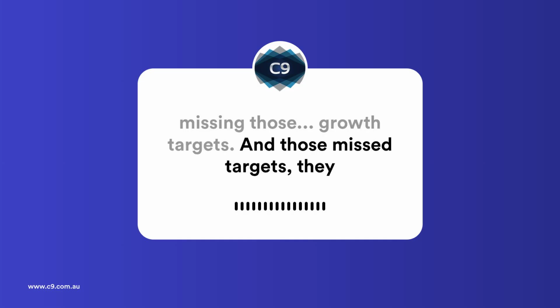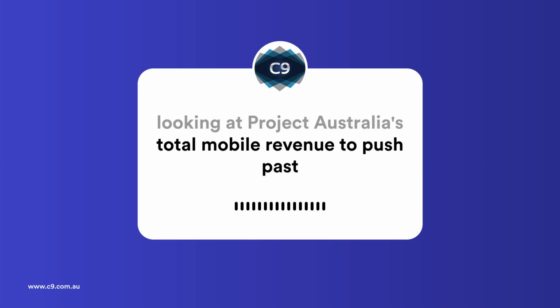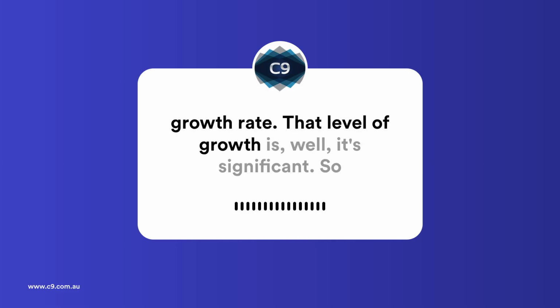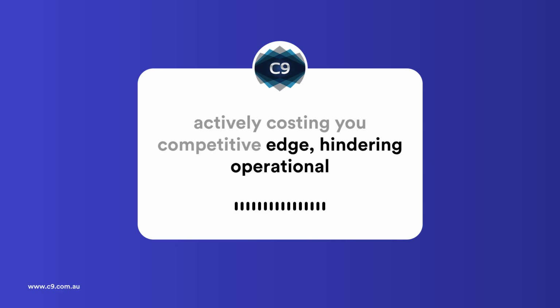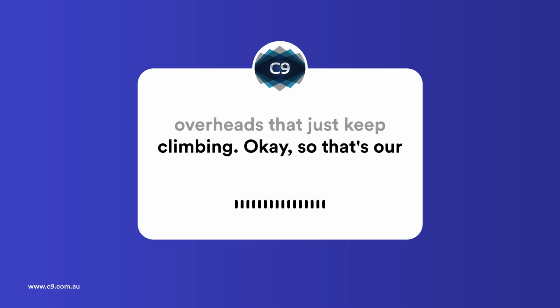And those missed targets aren't just abstract. They have a real dollar cost. Sources we're looking at project Australia's total mobile revenue to push past AUD 8 billion by 2025. That's with a solid 8% compound annual growth rate. That level of growth is significant. So sticking with inefficiency isn't just bad strategy, it's actively costing you competitive edge, hindering operational optimization, and crucially, stopping you from reducing those overheads that just keep climbing.